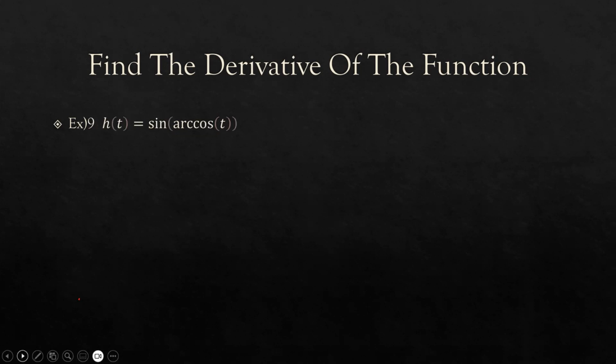Let's do example 9. We have h of t equals sin of arc cosine of t. So we kind of have to apply the product rule, right? I mean, not the product rule, the chain rule. So h prime of t. Chain rule is you take the derivative of regular sin, which is positive cosine. And then you leave the parentheses alone, so leave this as arc cosine of t, times the derivative of the inside.